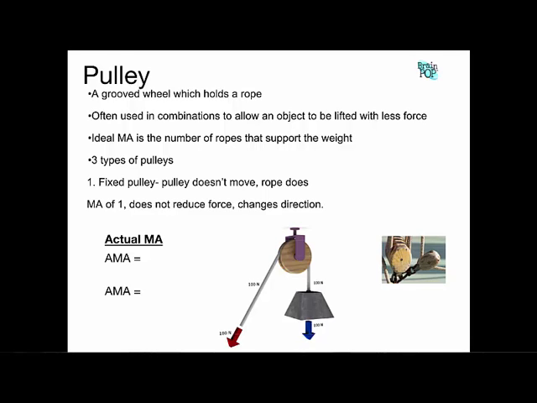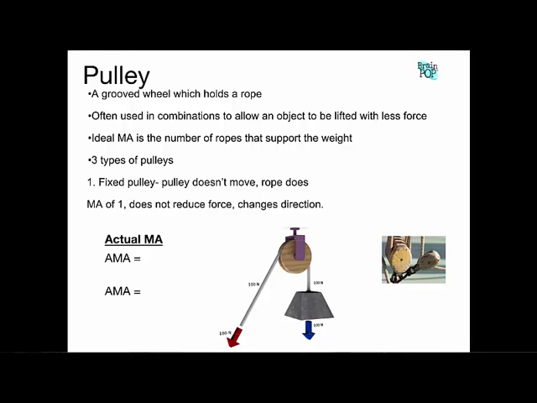And a pulley can be used in different configurations to do a few different things. Most often they allow you to use less force to lift a mass. When we're figuring out the ideal mechanical advantage, we don't actually need to use the formula. For a pulley, just count the parts of the rope or string that are supporting the weight. So this one has a mechanical advantage of 6, because there's 6 parts of the rope supporting that.